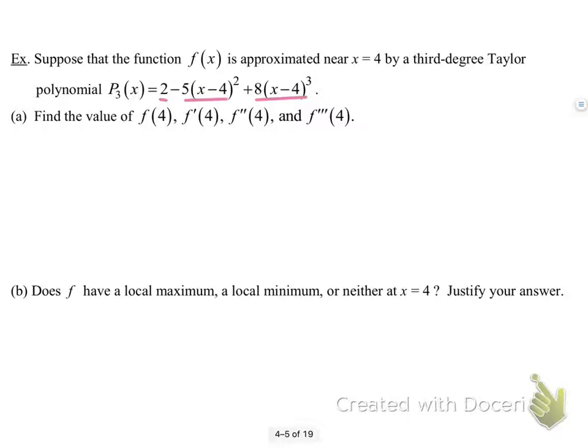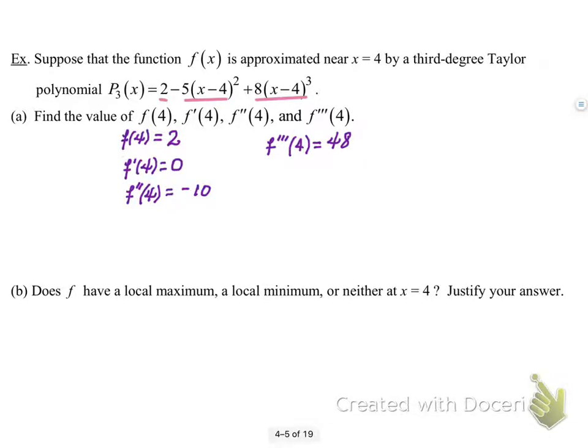A Taylor polynomial of third degree might have 4 terms, because if you look here, we do not have a linear term. So we're going to use this information to find f of 4, f prime of 4, the second derivative at 4, and the third derivative at 4.